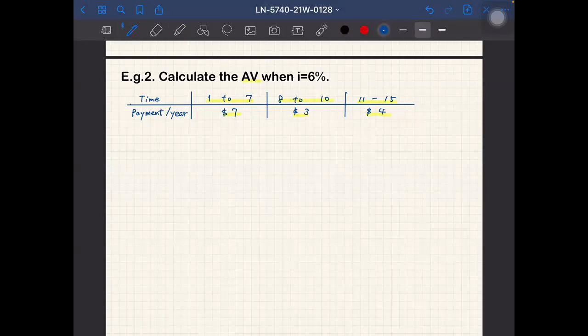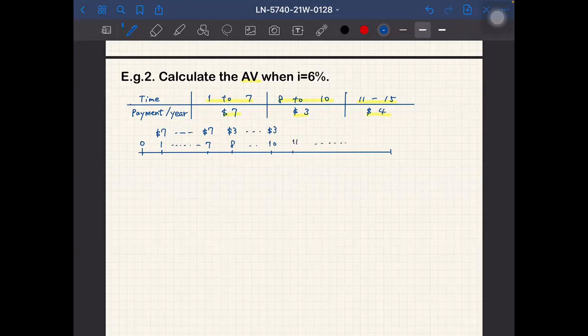So consider the timeline first, the time diagram first. Then we have 0 to 15. And the first payment is at time 1. So 1 to 7, we have $7 each. And 8 to 10, actually only 3 years, 8, 9, 10, we have $3 here. And 11 to 15, we have $4 each.